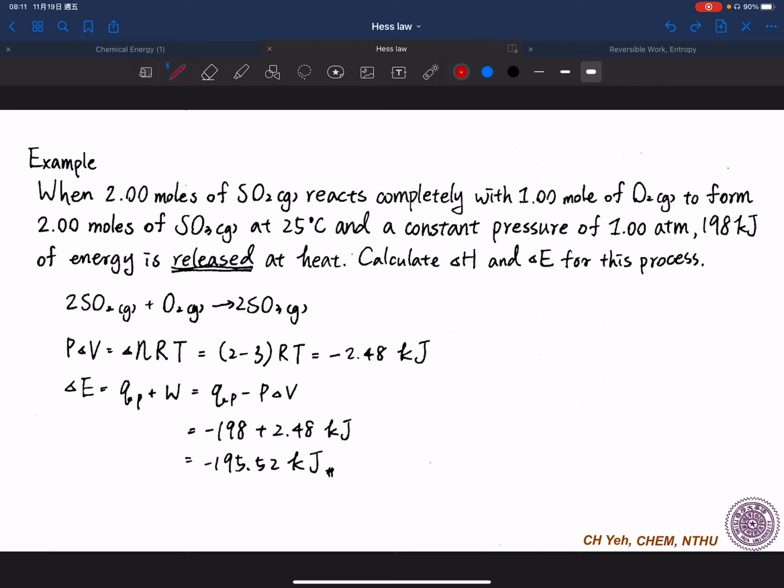We know from the previous part that when there is a volume change in the system, we should consider the work energy so that we can calculate the correct value of the enthalpy and the internal energy. Let's take a look at the example problem. When 2 moles of SO2 react completely with 1 mole of oxygen to form 2 moles of SO3, sulfur trioxide, at 25 degrees Celsius. At 25 degrees Celsius means that T will not change.